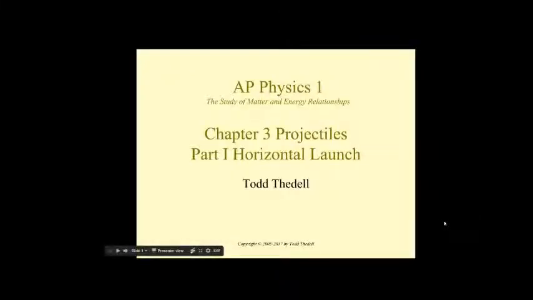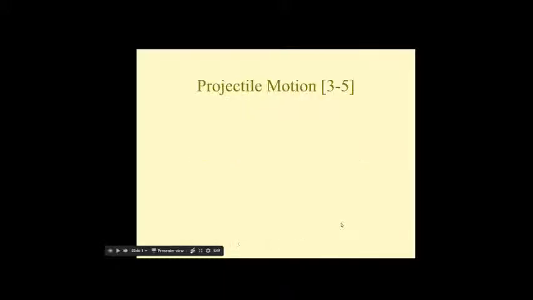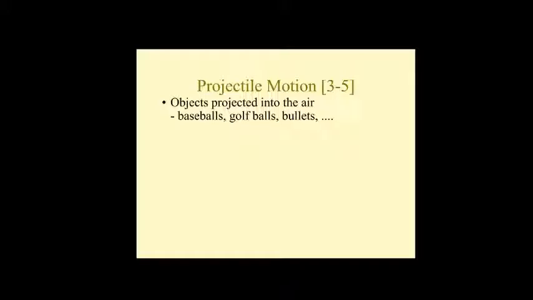Okay, welcome. Now that we're done with vectors, we can look at projectiles in Chapter 3. Today we're going to look at the horizontal launch of a projectile. First, let's talk about what projectiles are. Projectile motion is any object that is projected into the air, like golf balls, baseballs, bullets, what have you. Anything that's thrown into the air.